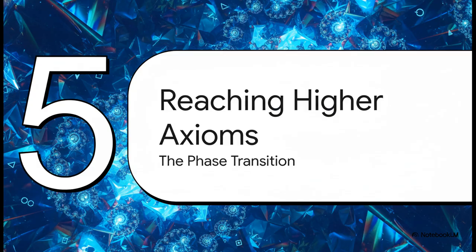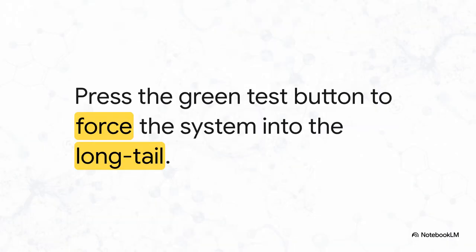Section 5. Reaching higher axioms. So what happens when you don't flatten, but instead you continually recurse? Well, in the CTMS framework, this action is known as pressing the green test button on the Cipher processor. And remember, you are the operator here. By taking a foundational axiom, like the statement, "I am this," and repeatedly testing it, you're not just looping endlessly for no reason. You're pushing the system way out into the long tail of the distribution. You're forcing it to confront the anomalies and the paradoxes until a completely new structure emerges.